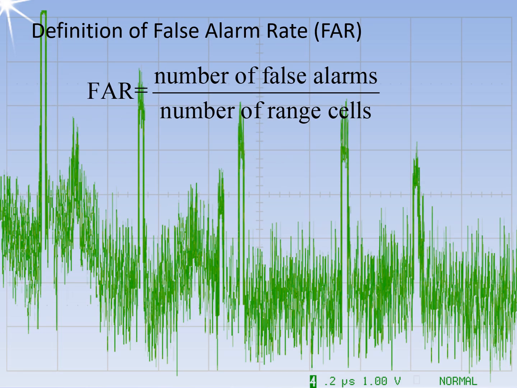Noise signals are distributed statistically and have amplitudes similar to those of desired signals, which can lead to the appearance of false targets. The false alarm rate refers to the average number of false targets detected at the receiver output within a specific period, such as per antenna rotation or even within one pulse repetition period.